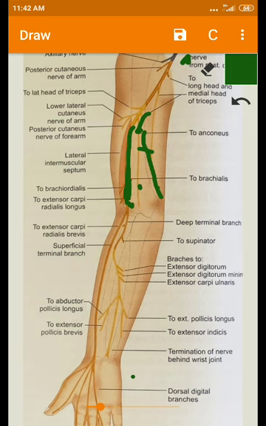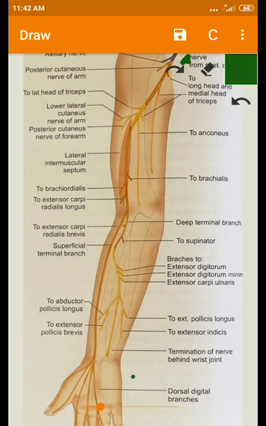and it enters into the forearm. So before entering into the forearm, it is entering into the fossa. What is that fossa? That is called as cubital fossa. Okay, cubital fossa. Okay, again we will see.